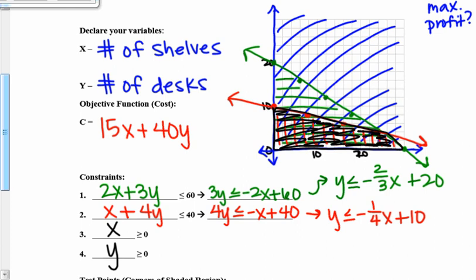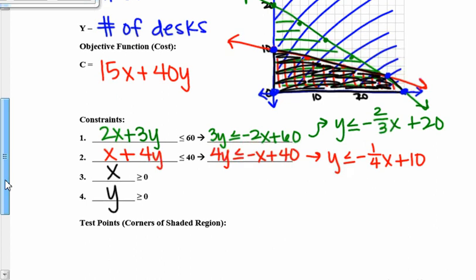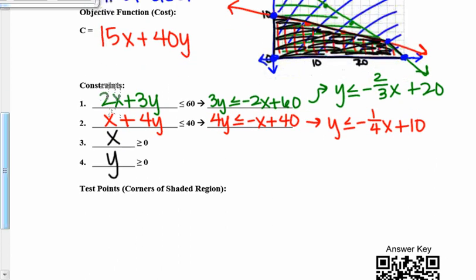And then I'm going to test my corner points. One of my corners is 0, 0. One of them is 0, 10. One of them is 30, 0. And then one of them is 24, 4. And it'll be easier to see on your paper than it is on this graph because the markers here are just really thick. So one of the points is 0, 0.